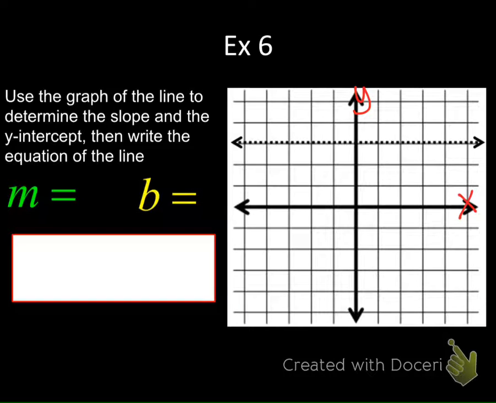So here's the line. It's a dotted line. We know the first thing that we're going to do is find our y-intercept. So where does this line cross our y-axis on the coordinate plane? What value does it cross my y-axis? +3. It crosses my y-axis, or my y-intercept, at +3.